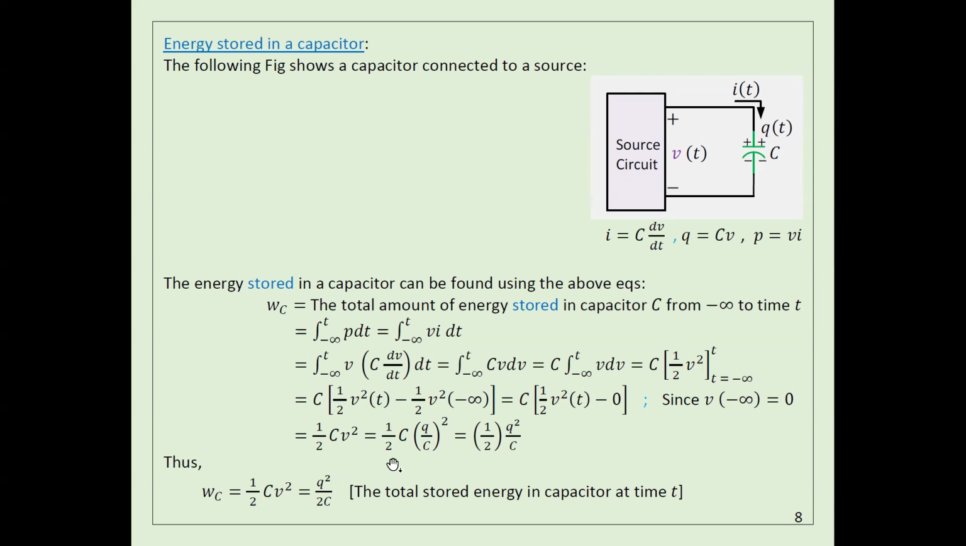Next time I will explain how much energy is stored by the capacitor. We'll get another formula, which is half capacitance times V squared. This will give you the amount of energy stored by the capacitor.